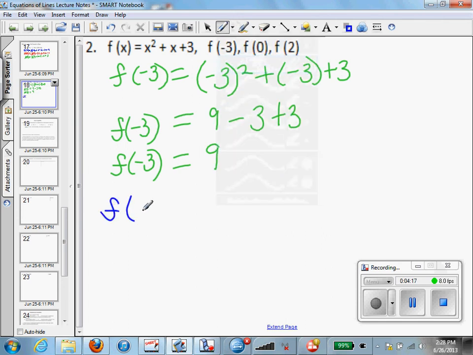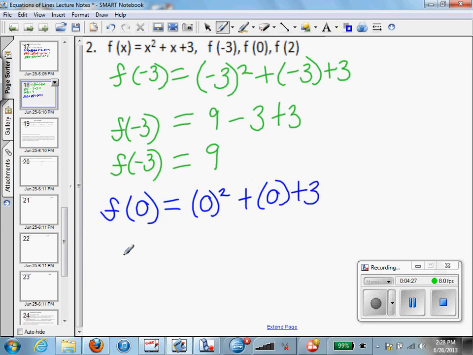Okay, if we look at f of 0, everywhere we see an x in the equation, let's replace it with a 0. So f of 0, if we look, this will go to 0, this will go to 0, so you're just left with 3. So f of 0 is equal to 3.